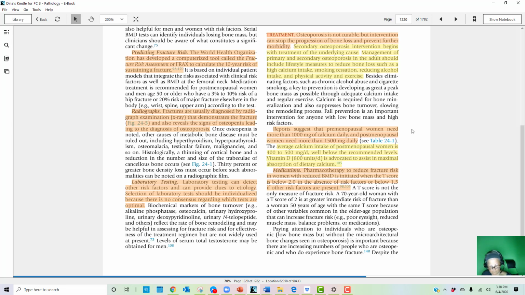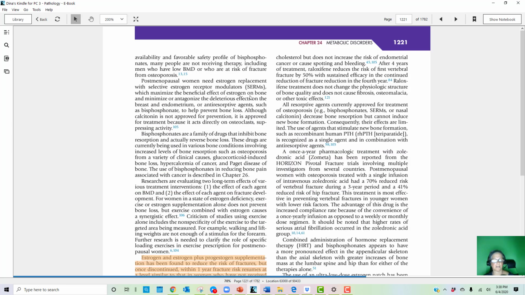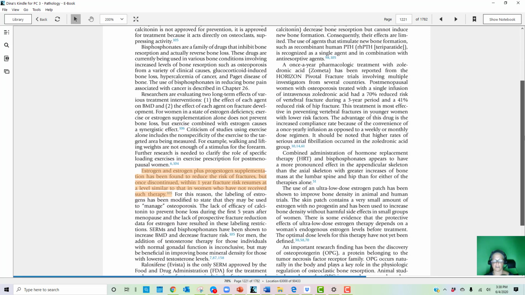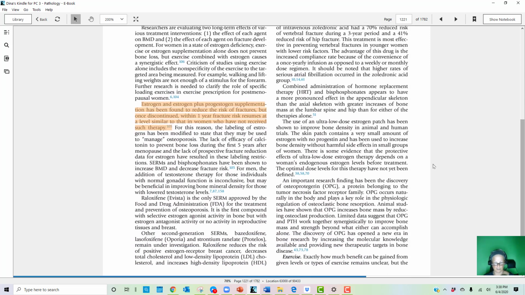The T-score is not the only measure of fracture risk. A 70-year-old demonstrates the fracture, Figure 24.5, and also reveals the signs of osteopenia leading to the diagnosis of osteoporosis. Once osteopenia is noted, other causes of metabolic bone disease must be ruled out, including hypothyroidism, hyperparathyroidism, osteomalacia, testicular failure, malignancies, and so on. Histologically, a thinning of cortical bone and a reduction in the number and size of the trabeculae of cancellous bone occurs. See Figure 24.1.